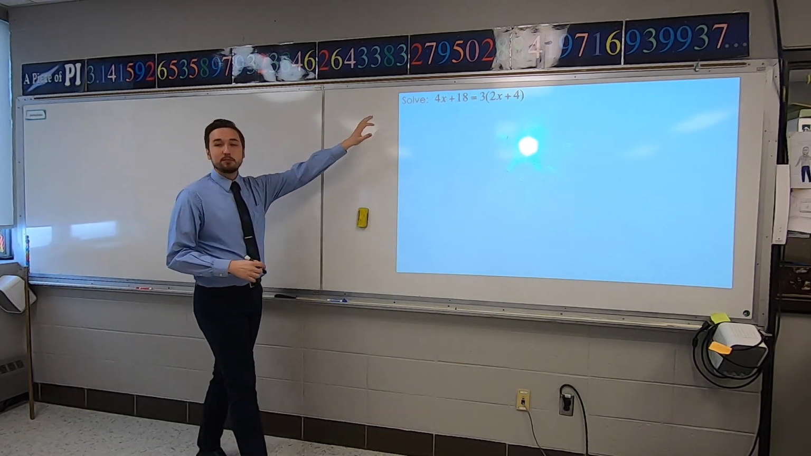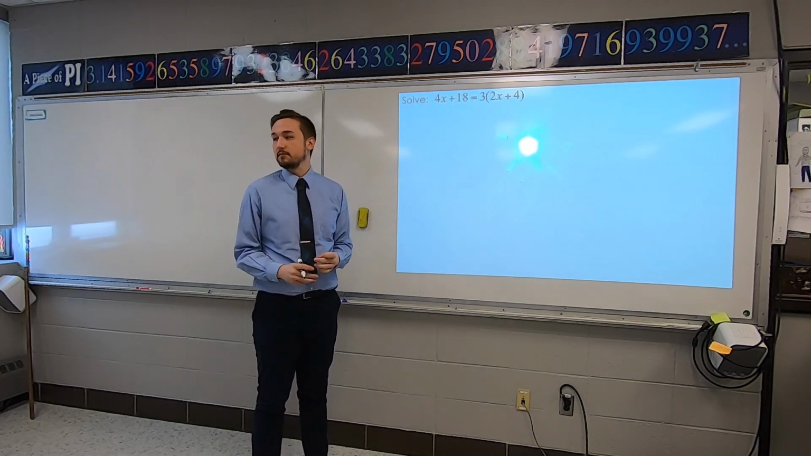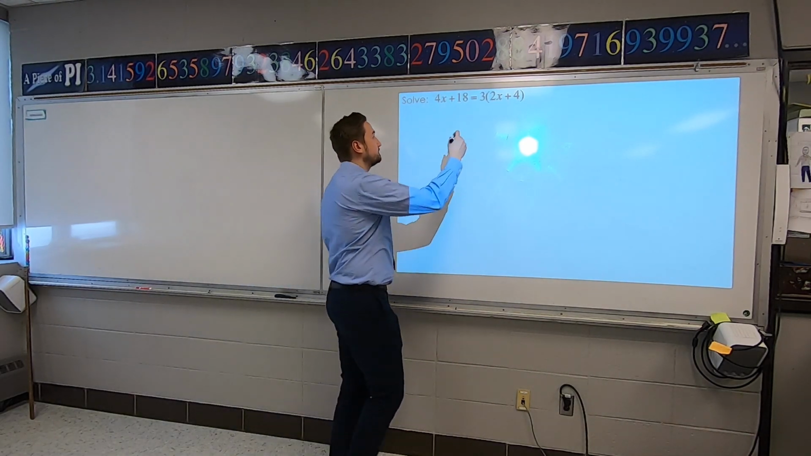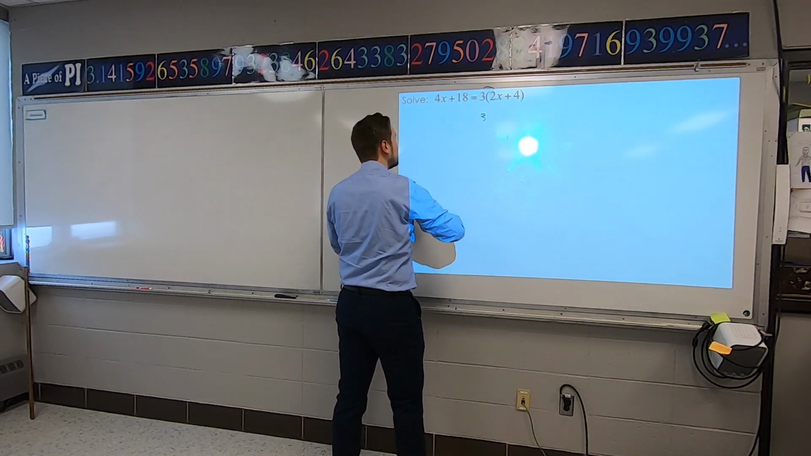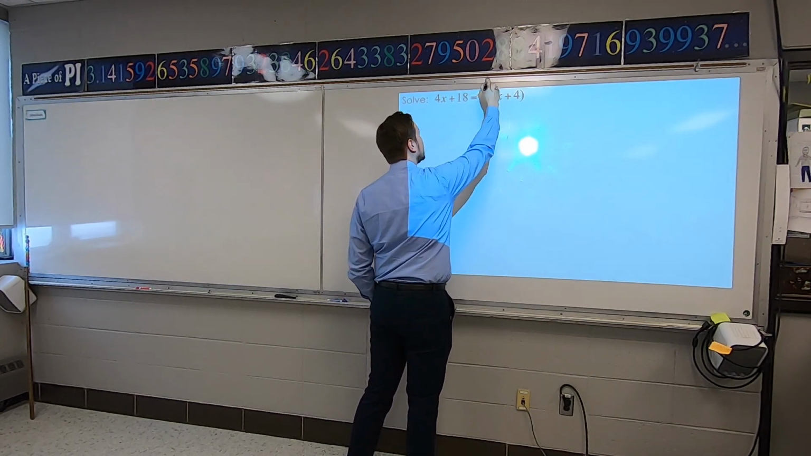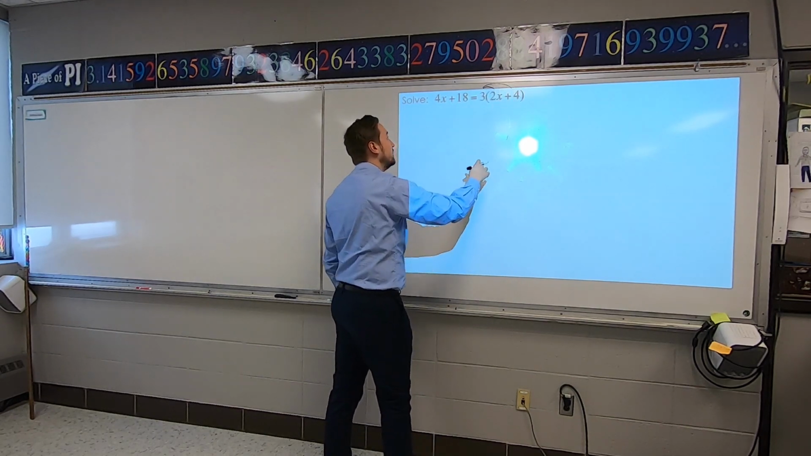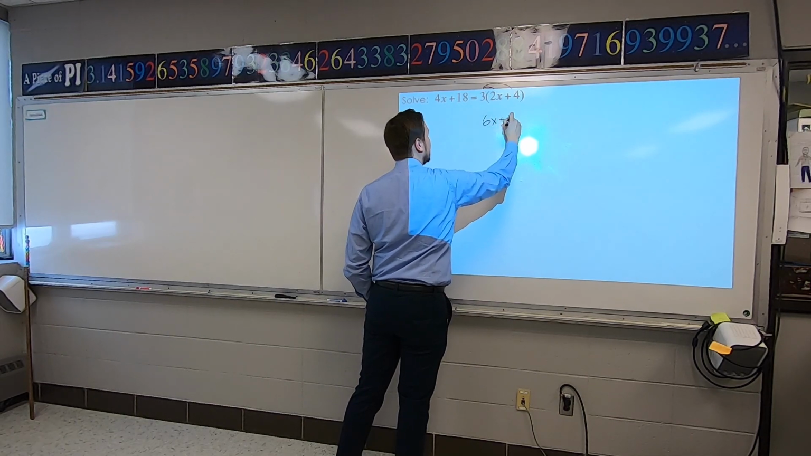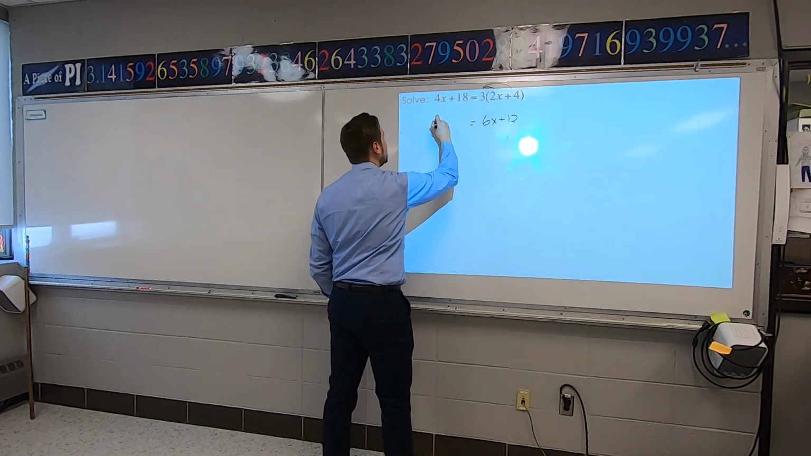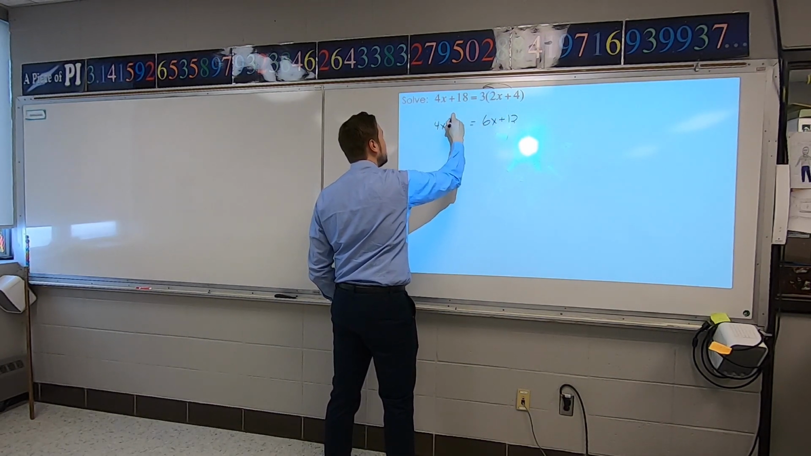Sam, walk me through this problem. Take the 3 times 2x, which is 6x, and then take the 3 times 4, which is 12. Yep, so we want to distribute. That's our first step. Get rid of these parentheses. Good job. Can't touch what's inside of that parentheses until they're gone. So 6x plus 12. Other side just stays the same.